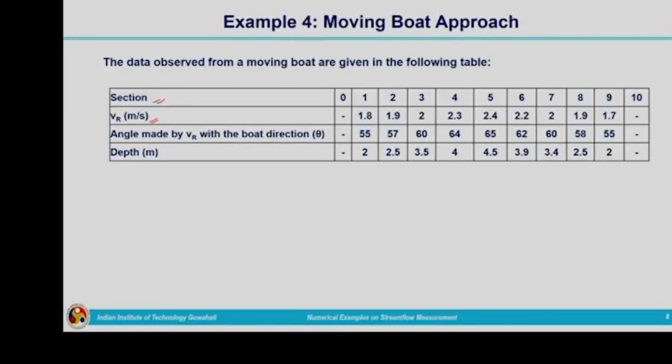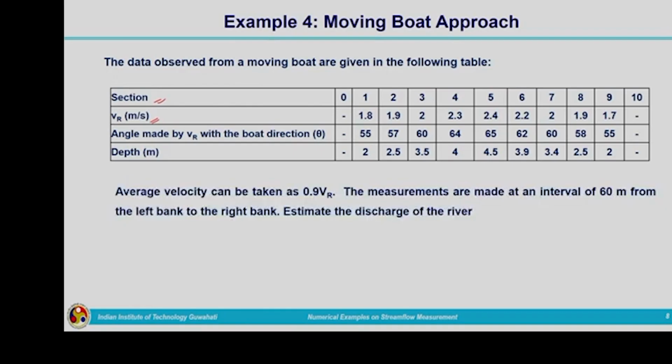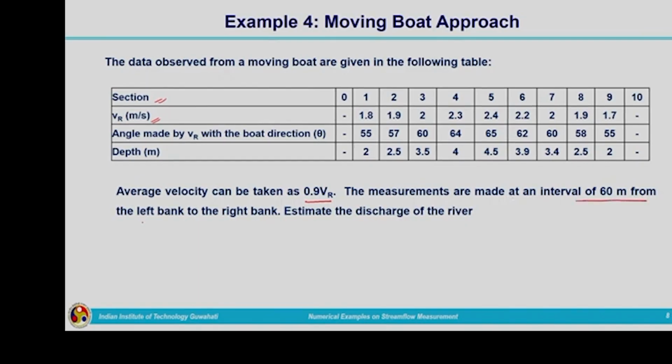The angle made by VR with the boat direction, theta, and the depth at each section are also given to you. Average velocity can be taken as 0.9 VR. The measurements are made at an interval of 60 meters from the left bank to the right bank. Estimate the discharge of the river.